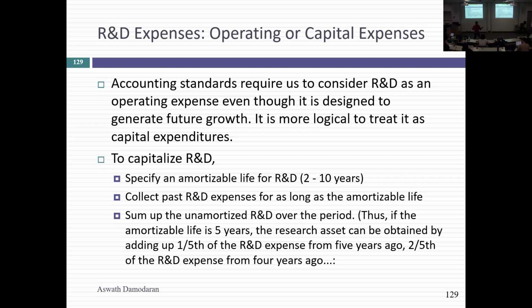So if I have a 10-year life, guess what I'm going to do with my R&D? I'm going to write off 1/10 each year rather than treat it as an expense in that year. And I'm going to keep track of 2 numbers, how much I'm amortizing this year and how much of the previous year's R&D is still unamortized.